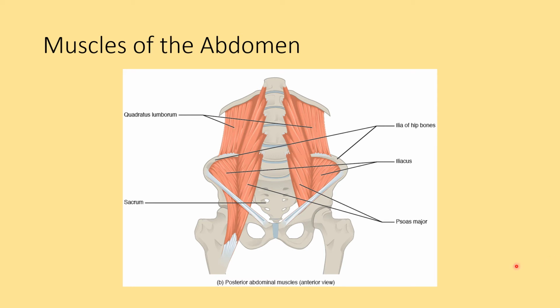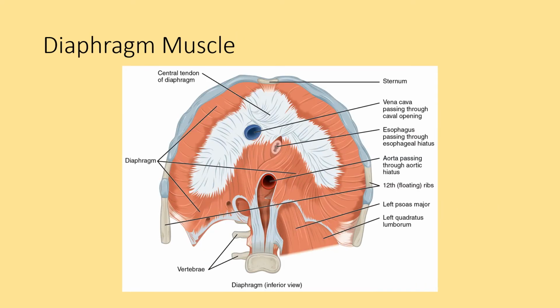Now, if we look at the posterior abdominal muscles, once again, this is the ilium. This is part of your pelvic bones here, and you can see how the muscles attach to it, and some of them actually feed through some of the foramens down and attach to the femur. Once again, allowing different ranges of motion here. The diaphragm is the muscle that separates your thoracic cavity from your abdominal cavity. It's assisting with breathing.